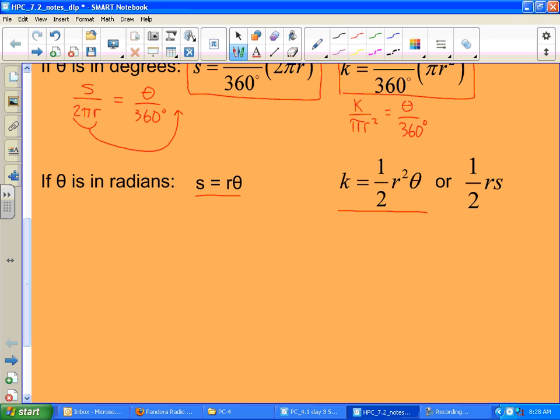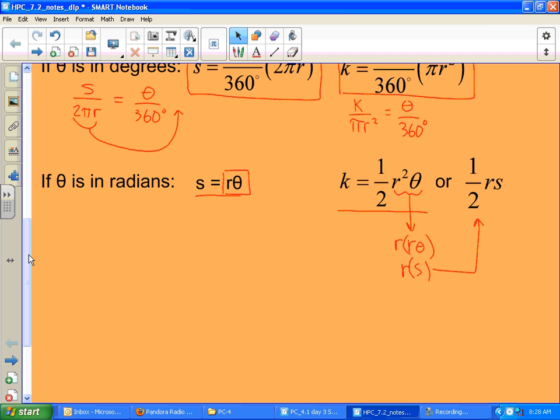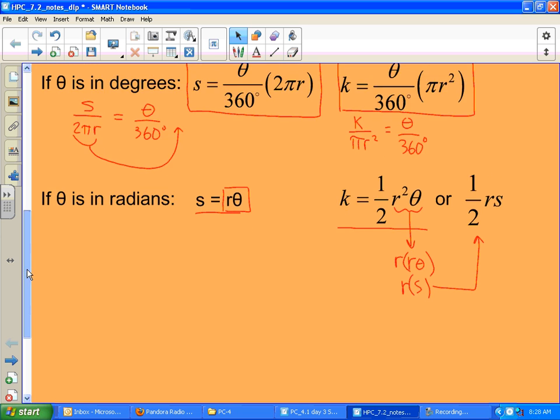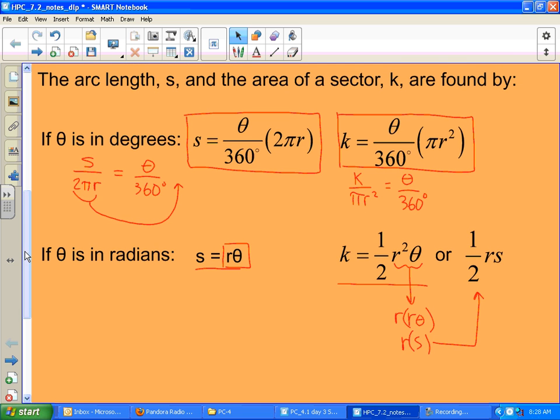And then because of this relationship, that r theta is equal to s, we could take the r theta out of this r squared theta group and make that an rs and get this following equation here. So there's our two equations relative to area of a sector, dependent on whether you knew the theta or if you knew arc length. You would obviously pick one or the other. All right, so four new equations for us. Let's actually go and apply some of these things.